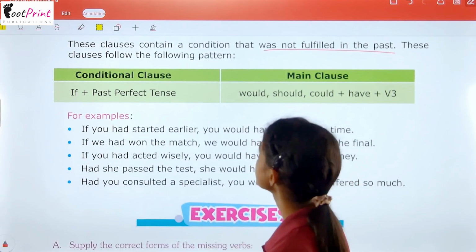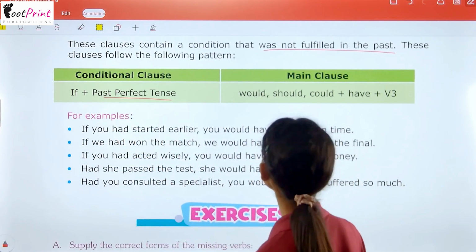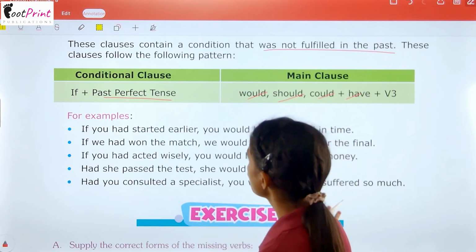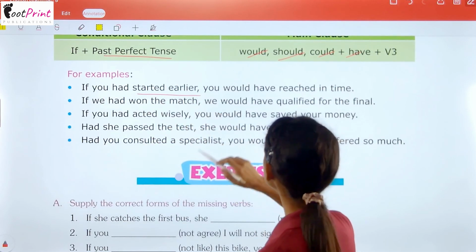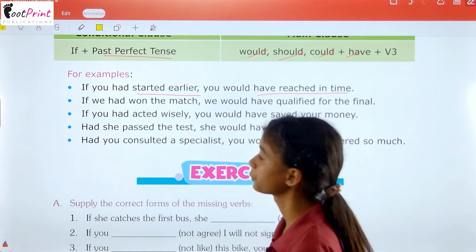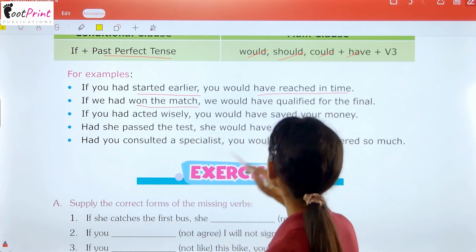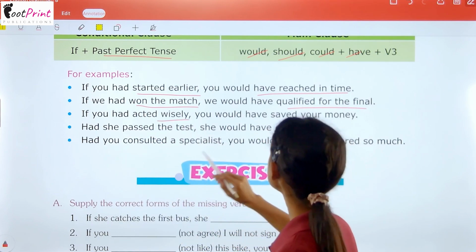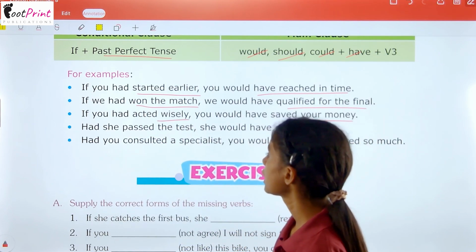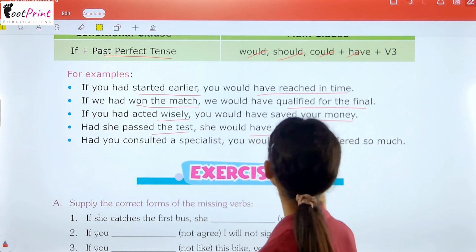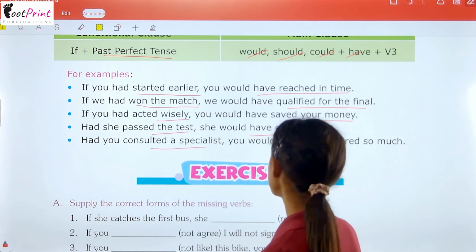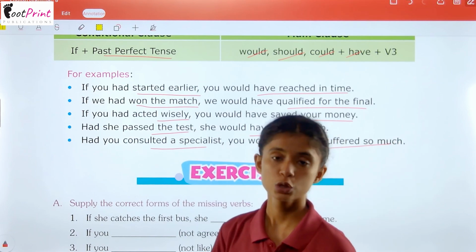Let's see the pattern: if plus past perfect tense, then would, should, could, have, then the verb's third form. For example, if you had started earlier, you would have reached in time. If we had won the match, we would have qualified for the final. If you had acted wisely, you would have saved your money. Had she passed the test, she would have gotten the job. Had you consulted a specialist, you would not have suffered so much.